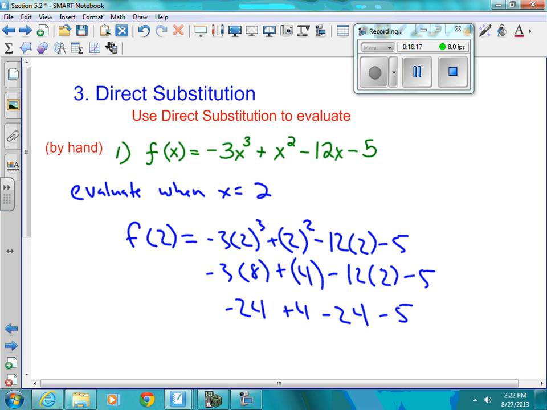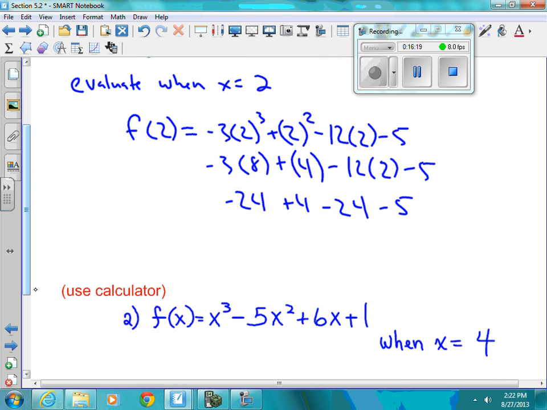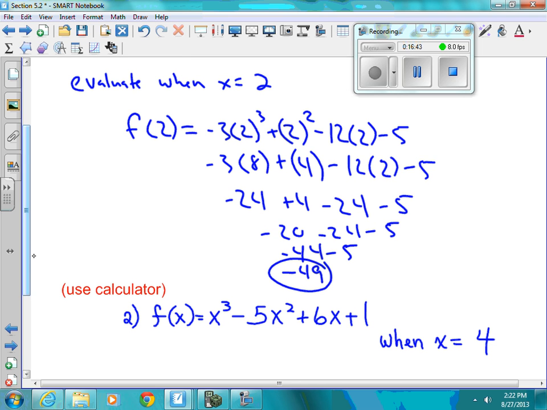Now we're down to addition and subtraction, so we just go left to right. Negative 24 plus 4 is negative 20, minus 24 is negative 44, minus 5 is negative 49. Obviously, that's just a refresher of order of operations. You could just put it in your calculator to double check. We're going to do that in the next one, but feel free to pause and put this in your calculator to see if you get negative 49.